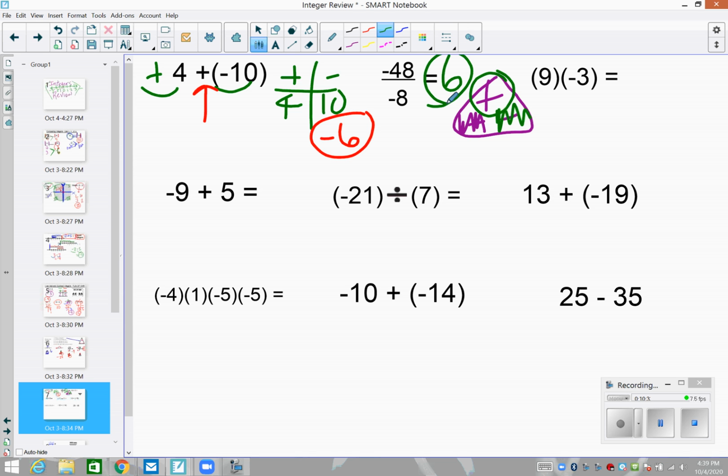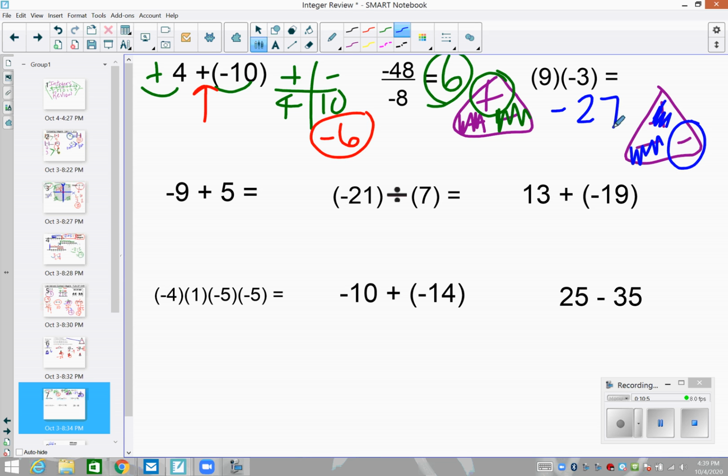Next problem is another triangle. We have a positive 9, a negative 3. The resulting sign of that is negative 27, triangle. Why don't you pause the video and try the next row?